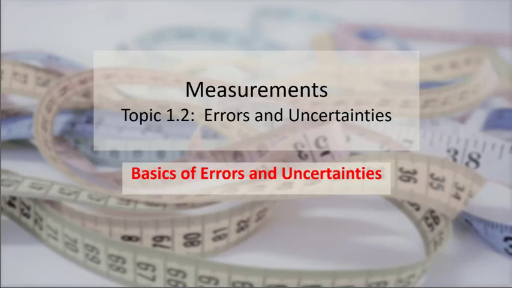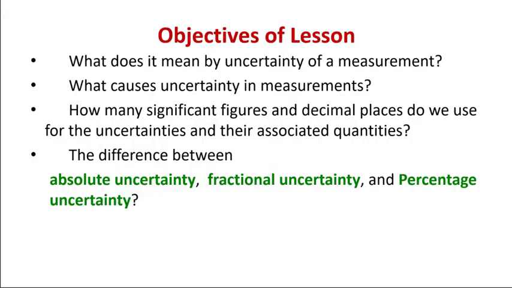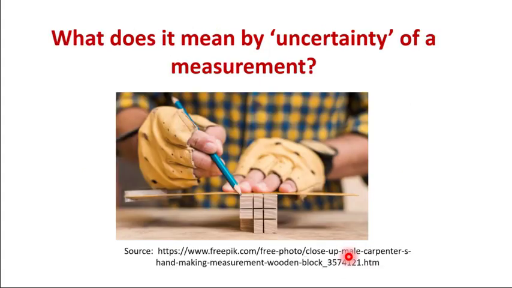In this video, we will introduce some of the basic ideas used in the topic of errors and measurements. In this lesson, we will look at what it means by the uncertainty of a measurement, what causes uncertainty in measurements, how many significant figures and decimal places we use for the uncertainties and their associated quantities, and the difference between absolute uncertainty, fractional uncertainty, and percentage uncertainty.